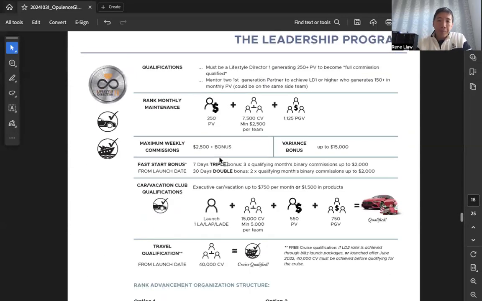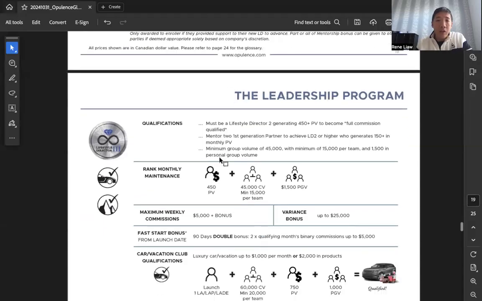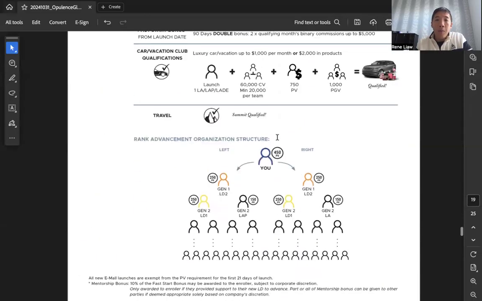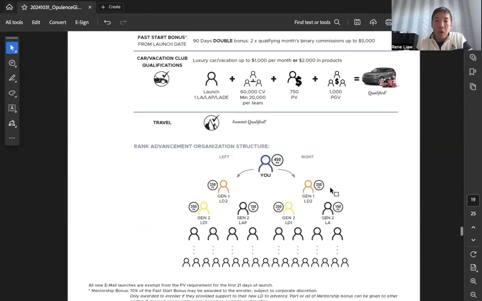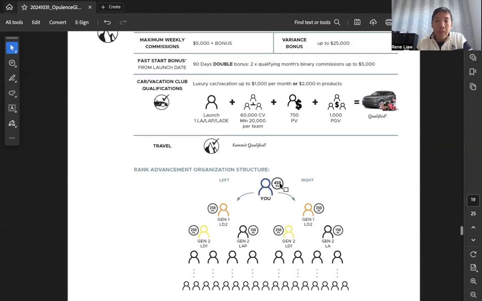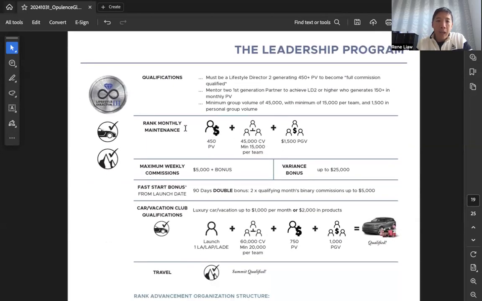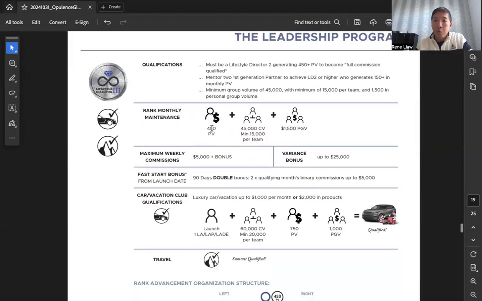Okay, so LD3 is the very same thing. For LD3, you create two people that you personally introduce that are LD2, but now they want to be on opposite sides. You want to have two LD2s on opposite sides. You see that? Okay. And so, same kind of concept. You're going to have, for the rank monthly maintenance, more PV, more group volume, more PGV.